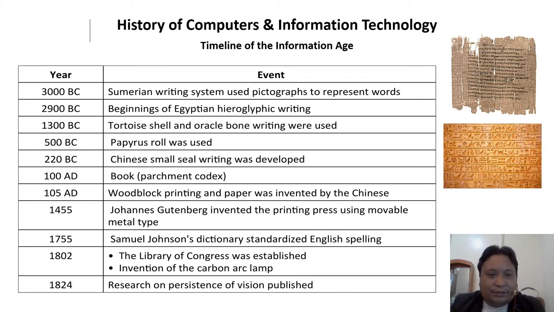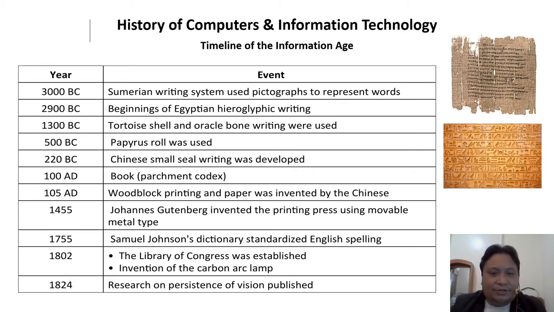Now in 1455 AD, Johann Gutenberg invented a printing press using a movable metal type, and the first book printed in his printing press was the Holy Bible, and that is why it is called the Gutenberg Bible. In 1755, Samuel Johnson's dictionary standardized English spelling. In 1802, the Library of Congress was established.